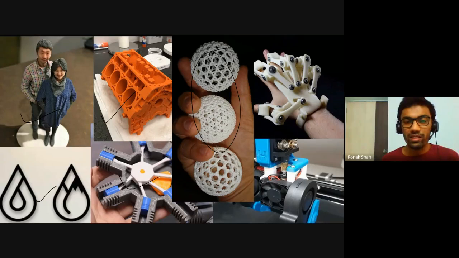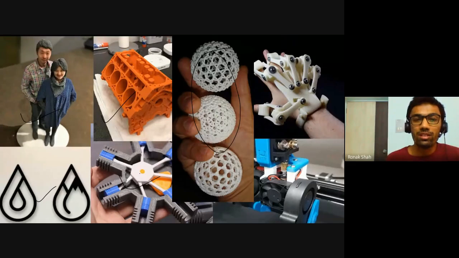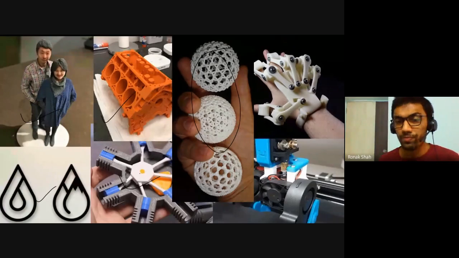Then this is another example of learning mechanisms. This is a radial engine, and that is a 3D print. The entire assembly is 3D printed, and it shows how it works and what its mechanism is.